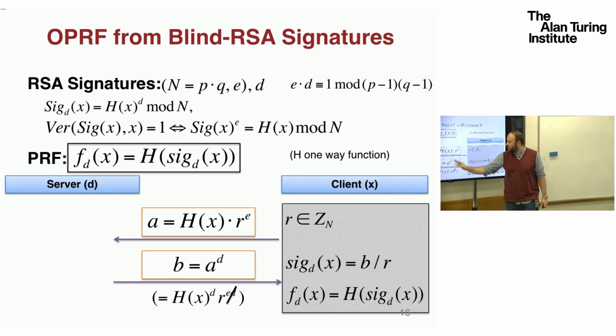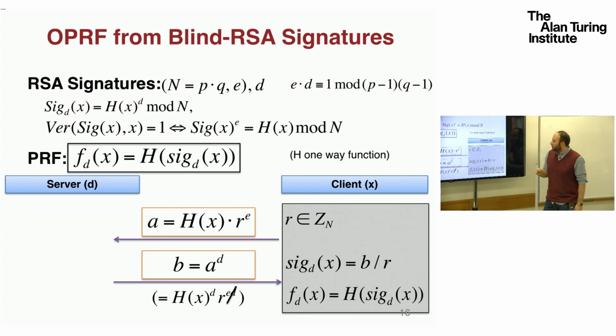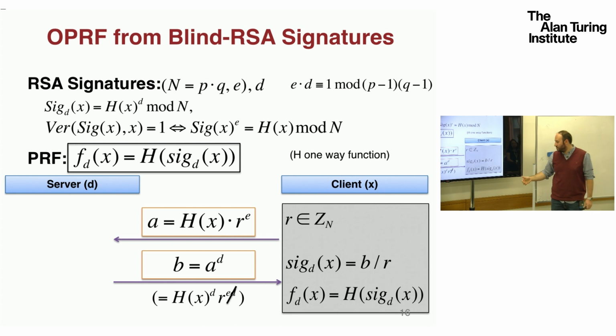So the server signs this, and now the client can reconstruct the signature over x by simply dividing this value b by r, the random value that he had previously picked. Okay, so you can trust me or just check that this works. So now I have an implementation of somewhat an OPRF.